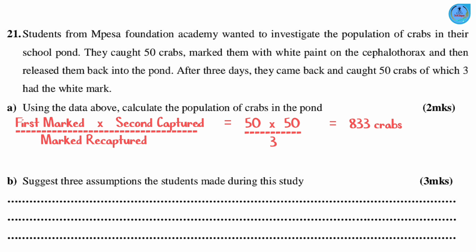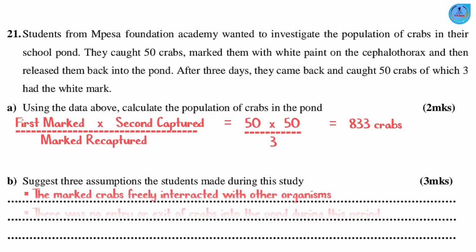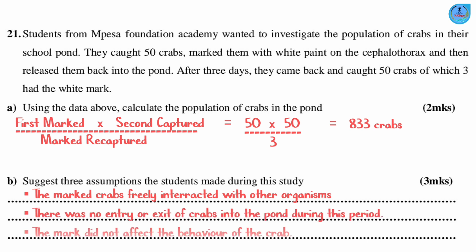Part B, suggest 3 assumptions the students made during this study. Okay, assumption number 1 is that the marked crabs freely interacted with other organisms. Number 2, there was no entry or exit of crabs during this study period. Number 3 is that the mark given to the crab did not affect their behavior.